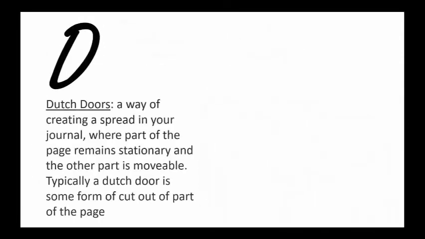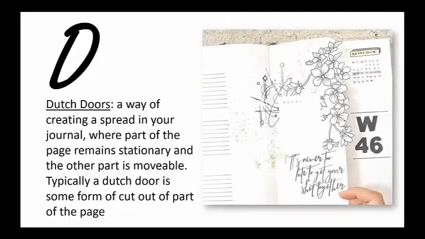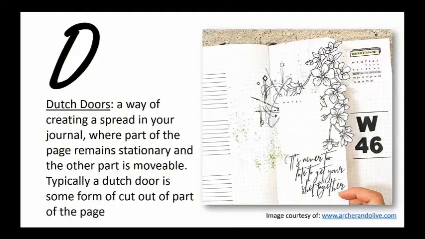After doodles, we have Dutch doors. And Dutch doors are a way of creating a spread in your journal where parts of the page remain stationary and the other parts are movable. Typically, a Dutch door is done by cutting off some form of the paper. But here's what it looks like. As you can see, this person has cut around the flowers to outline and have that creative Dutch door look.